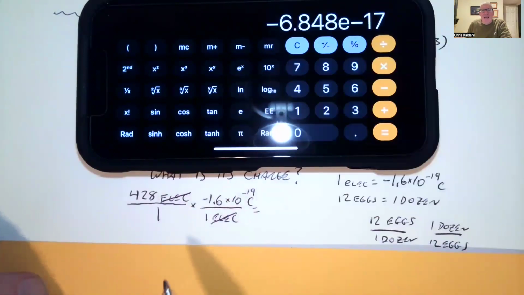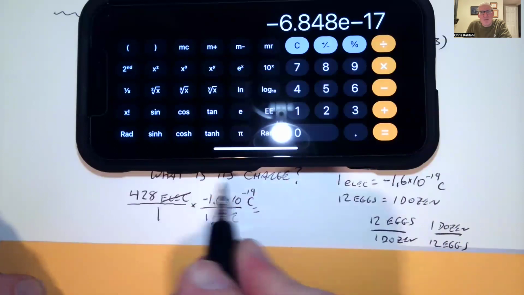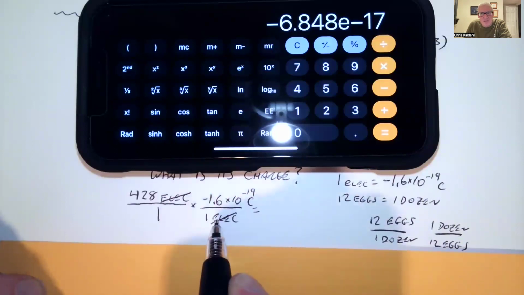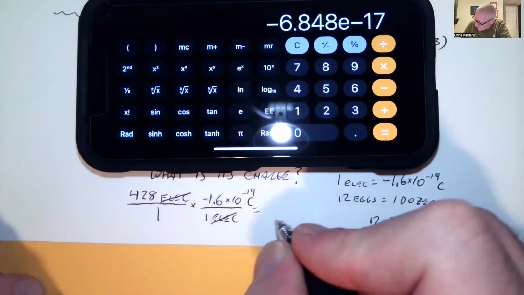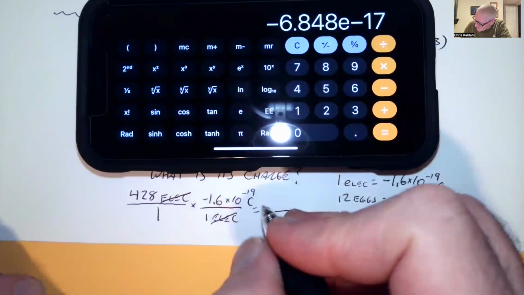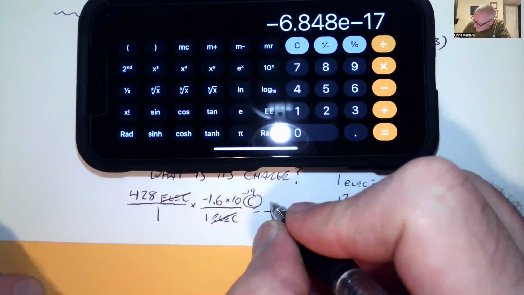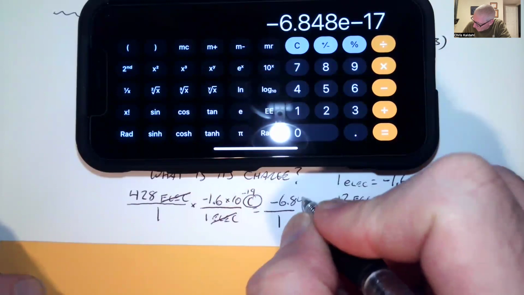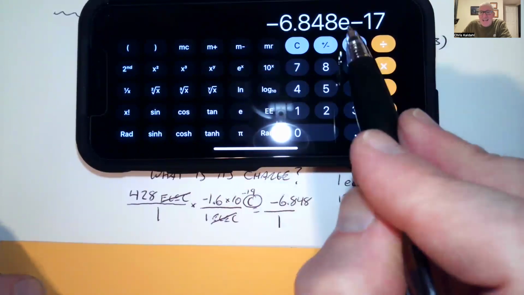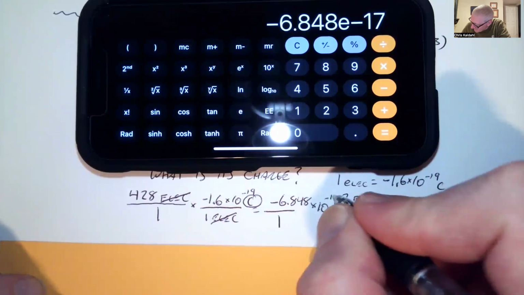When I look at this, these are fractions, and when you multiply fractions, you multiply across the top and you multiply across the bottom. The bottom is easy: 1 times 1 is 1. So up top, what have I got? The only unit that's sitting here is coulomb. And so what I'm going to write is negative 6.848. That E negative 17, I can rewrite as times 10 to the negative 17.